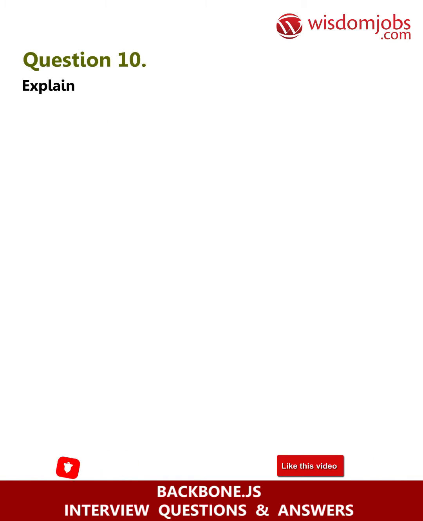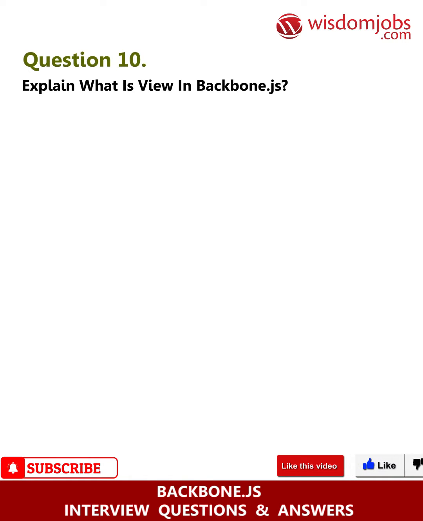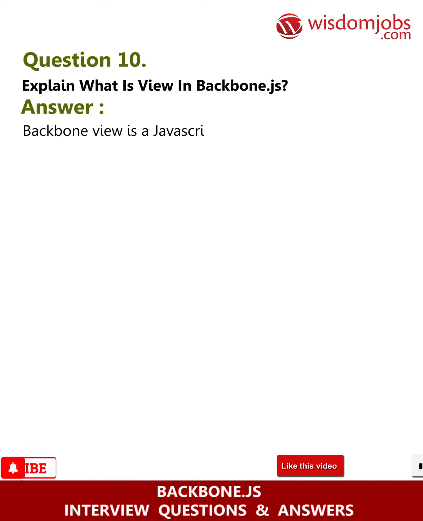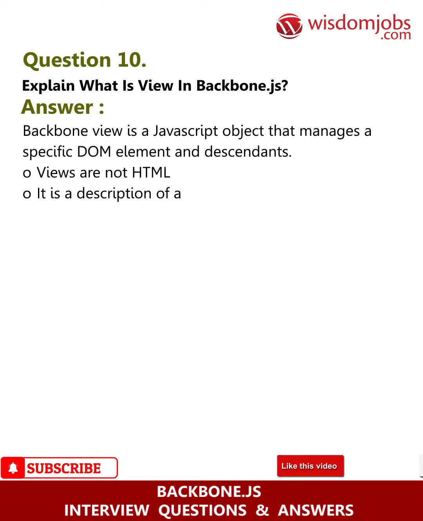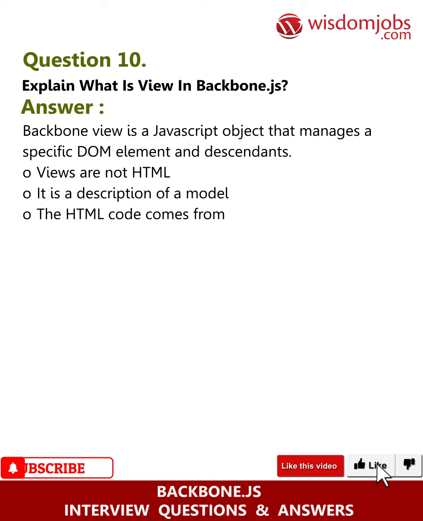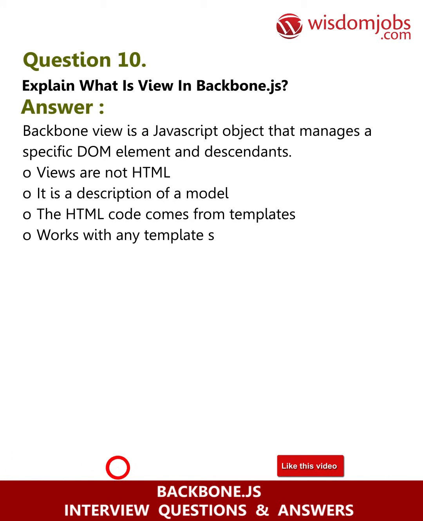Question 10. Explain what is View in Backbone.js. Answer. Backbone View is a JavaScript object that manages a specific DOM element and descendants. Views are not HTML. It is a description of a model. The HTML code comes from templates, works with any template system.